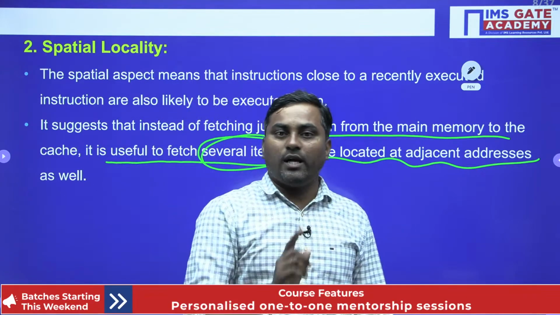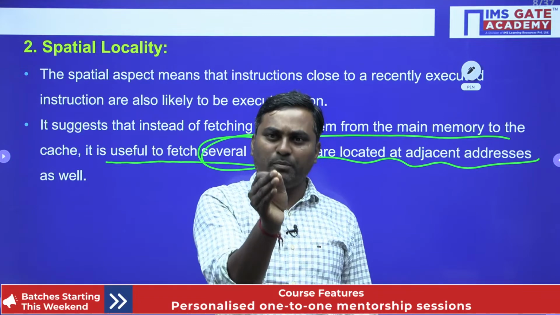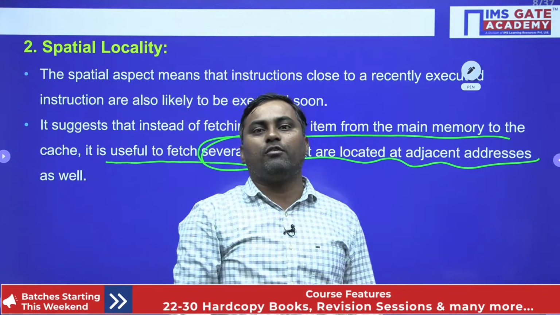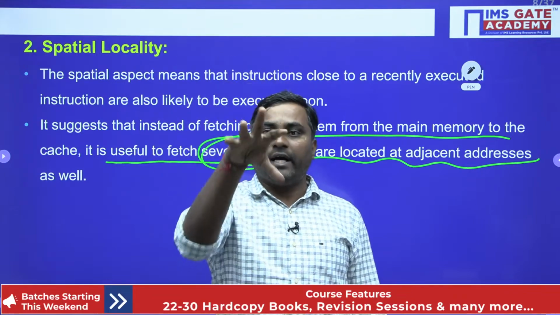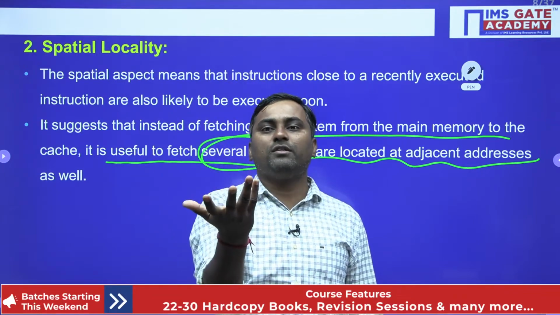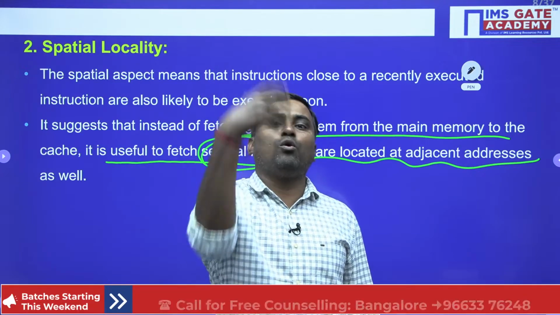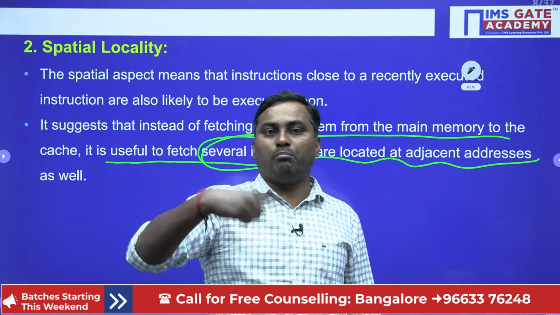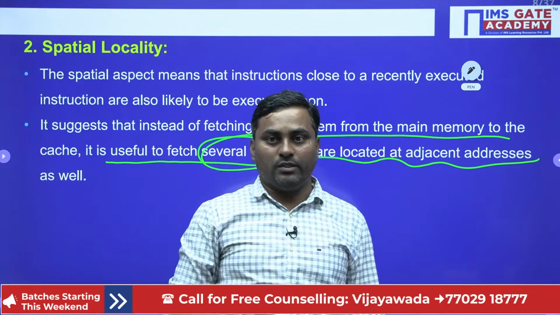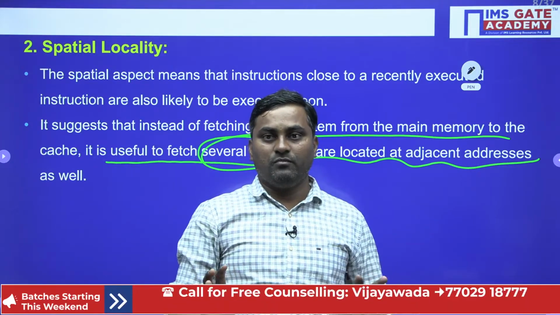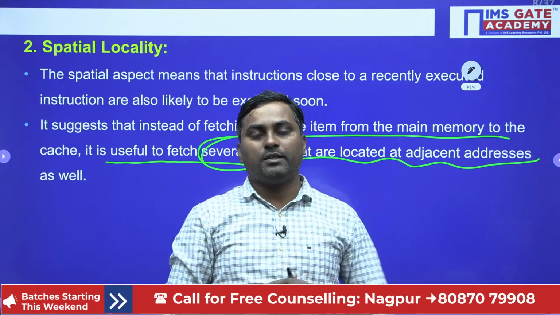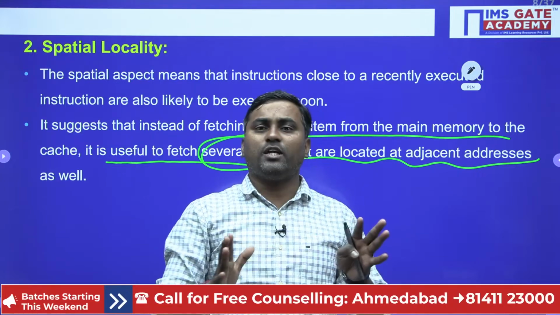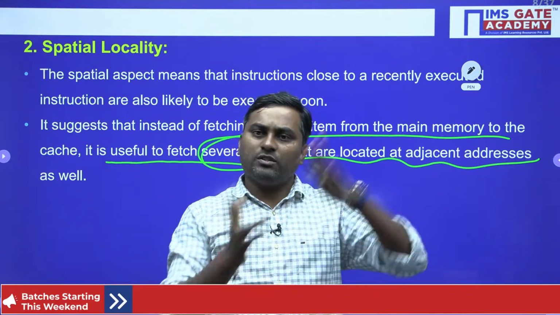Spatial locality suggests that instead of fetching only the particular referred item, the adjacent addresses are also kept in higher level memory. Higher level memory means cache. If the cache is divided into multiple levels, keep more adjacent data in the higher level memory. So in the future, the processor may refer to the consecutive data. If it is referred, what happens? You reduce the future penalty. This means it does not require accessing main memory again, because the data is available there.